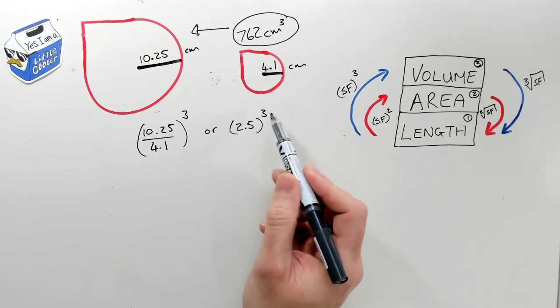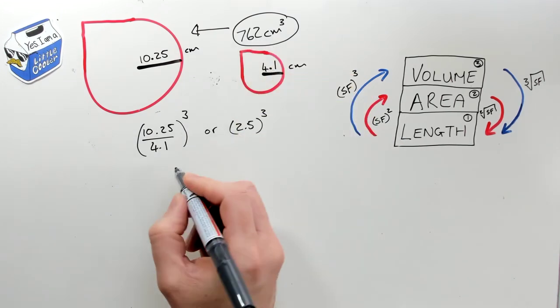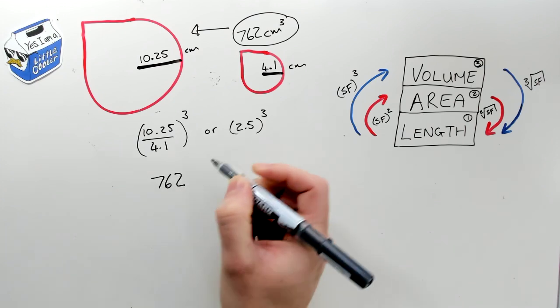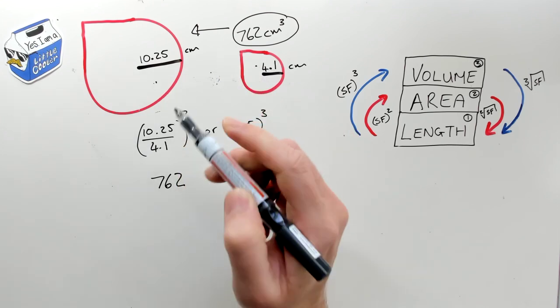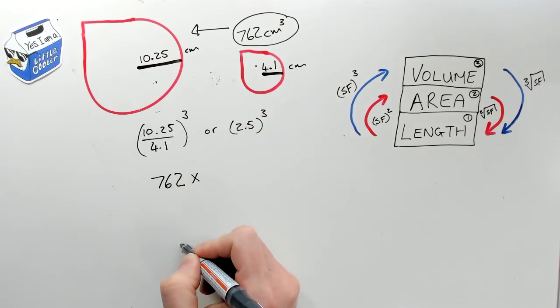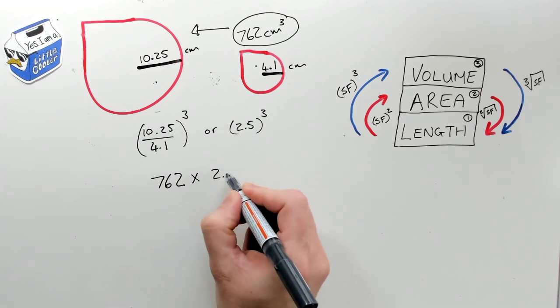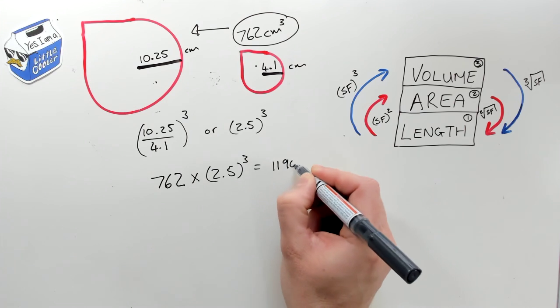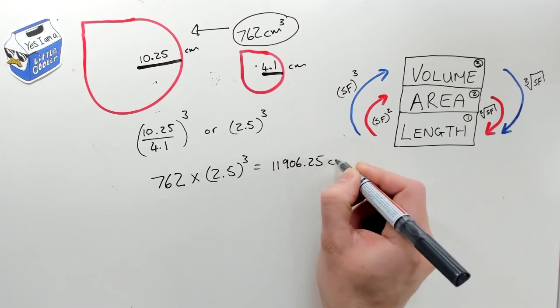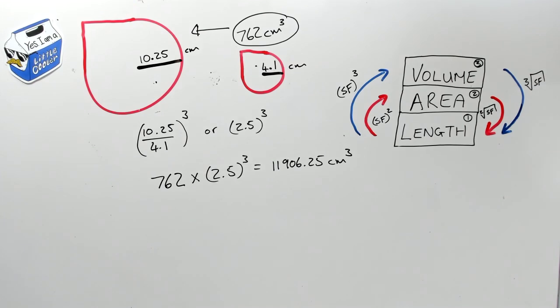So once this is cubed, I will take that number, 762, and I'll decide, well, I'm going from a small shape to a big shape. So anytime I go from small to big, I'm going to multiply. And I'm just going to multiply by this scale factor, which is 2.5 cubed. I'm going to put that in my calculator, 762 multiplied by 2.5 cubed. And then I get a very big number like 11906.25, and the units would be cubic centimeters.